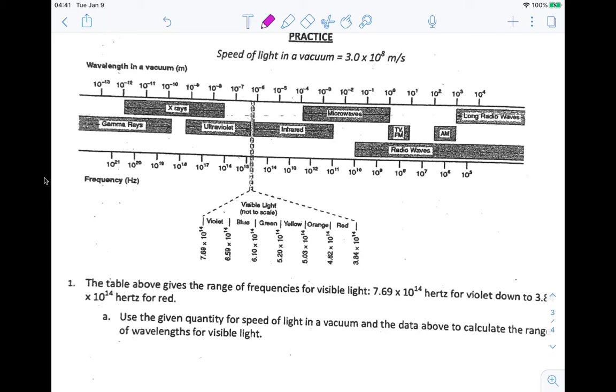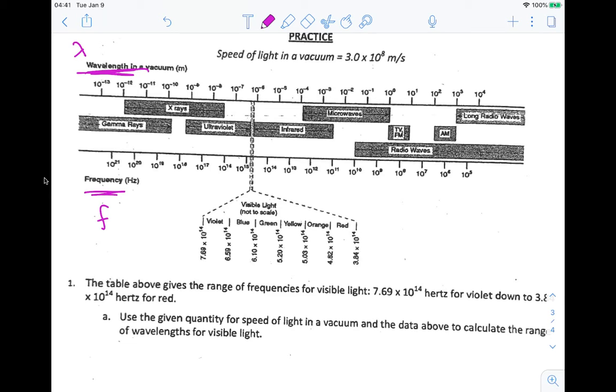This chart comes from page 2 in your reference table, the electromagnetic spectrum. A couple of things to note here. The top of this chart indicates the wavelength, which is our lambda. The bottom indicates our frequency, and I know that it's frequency and wavelength based on the units that are there.